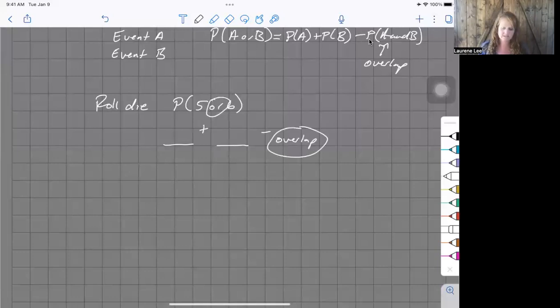So let's take this one at a time. Probability of a 5, that's 1 out of 6. How many ways can it happen over your total? 1 out of 6. And the probability of getting a 6 is also 1 out of 6. No overlap. So I just add these. If you're not comfortable adding fractions, you can type this in just like this on your calculator. It'll do it for you.